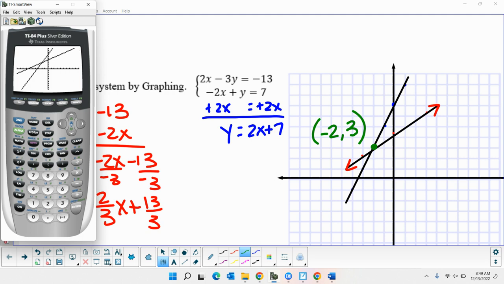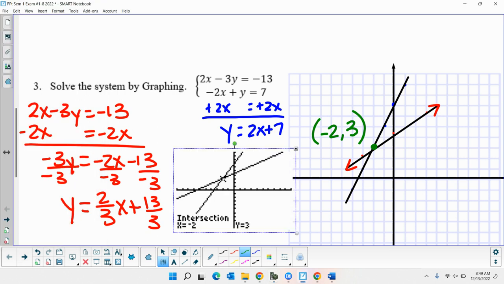All right. And then you go to second trace, and we're looking for the intersection. So we hit number 5, and then we just hit enter 3 times. 1, 2, 3. And you'll see that you get (-2, 3) on your calculator.